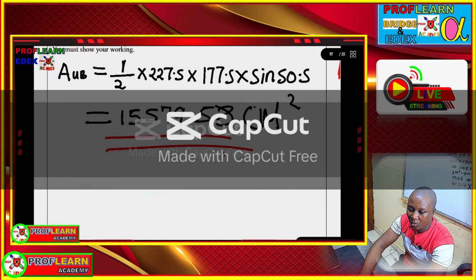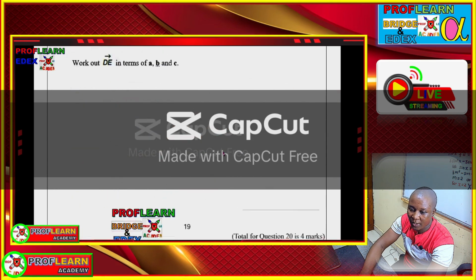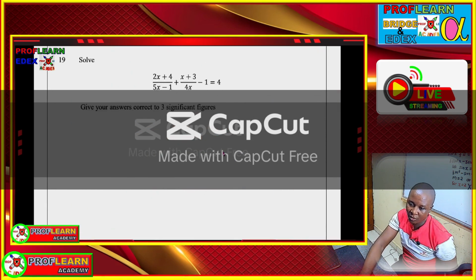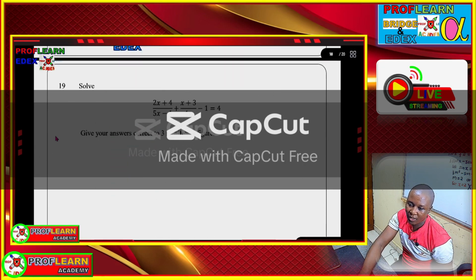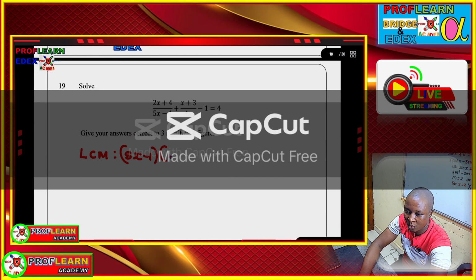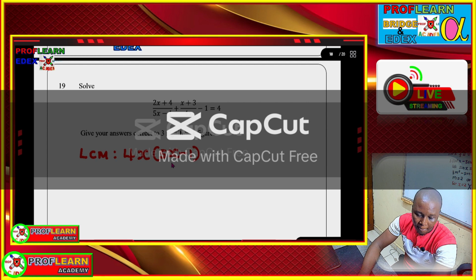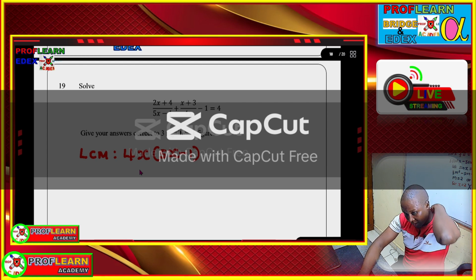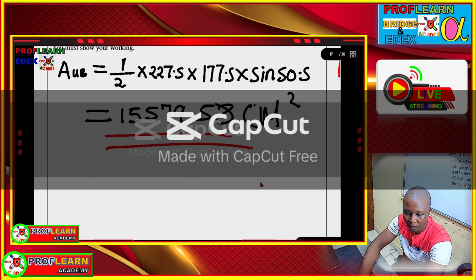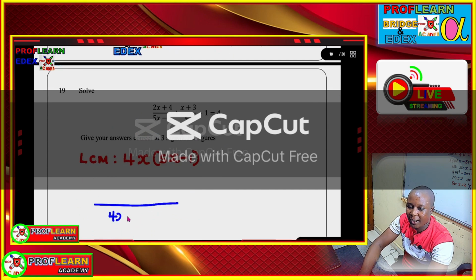So we are going to move to the next question. Next we have vectors to look at, but the question we have here is on algebraic fractions. In order to work out this algebraic fraction, first we need to find the LCM. The LCM is going to be 4x into bracket 5x minus 1, so that we can express this as a single fraction, or you can even decide to multiply all through by the LCM. But here I say let me express it as a single fraction.